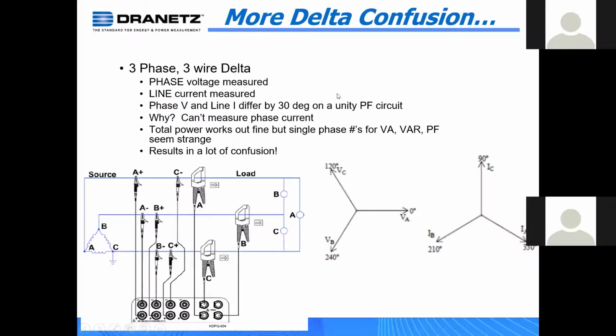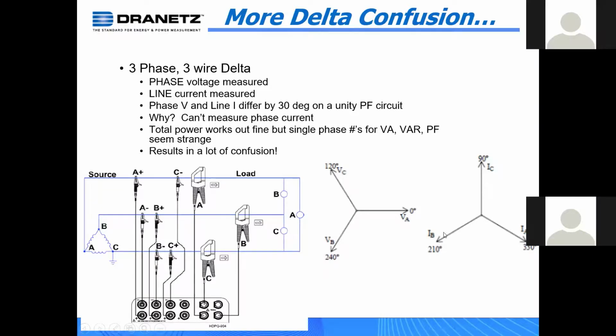Okay, the last issue with delta and more delta confusion is that we're looking at the phase voltage and the line current. When we talk about single phase, split phase, and Y, everything lines up. In other words, our voltage and current line up. So if I have an ideal power factor of 1, they cross 0 at the same time, and visually they look good. In a delta circuit, we're measuring the phase voltage and the line current. The physics of that is that it's off by 30 degrees, just by the nature of looking at phase voltage and line current. We can't control that. That's not a Dranetz issue, it's just the physics. So the voltage and the current are off by 30 degrees.